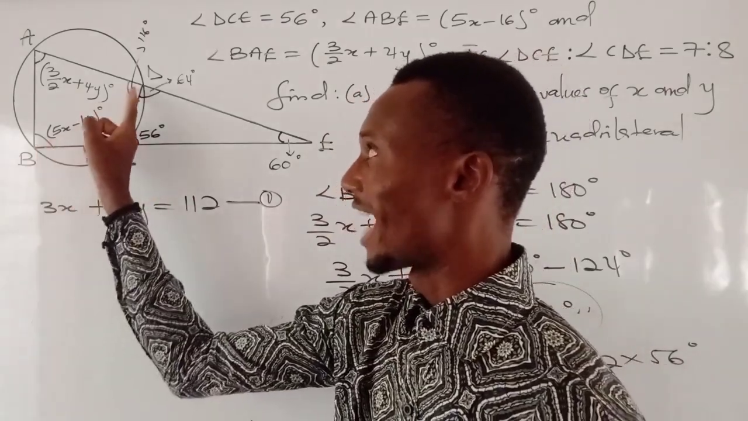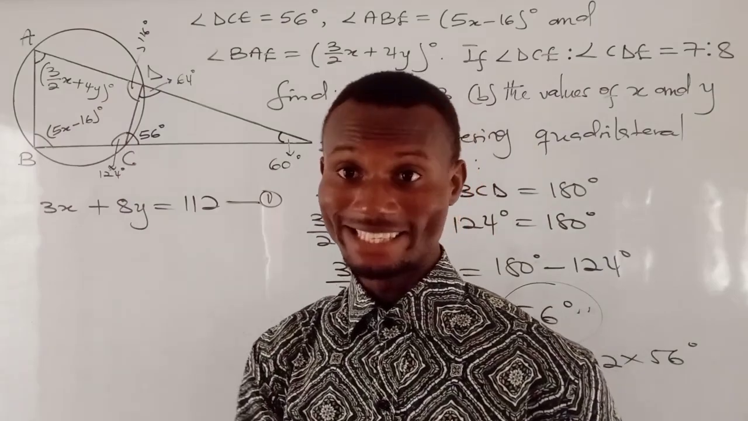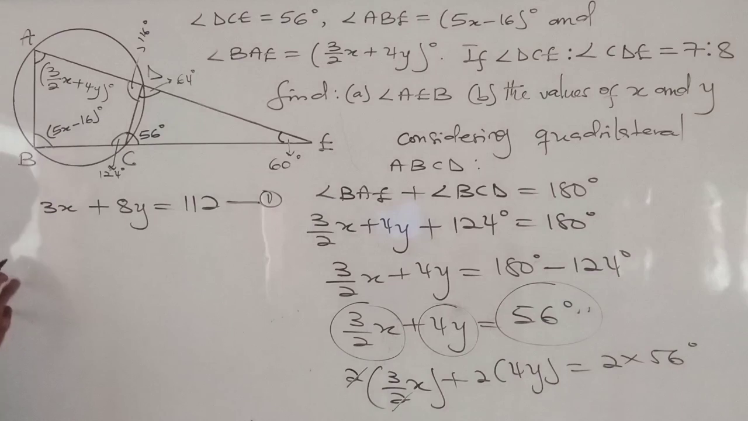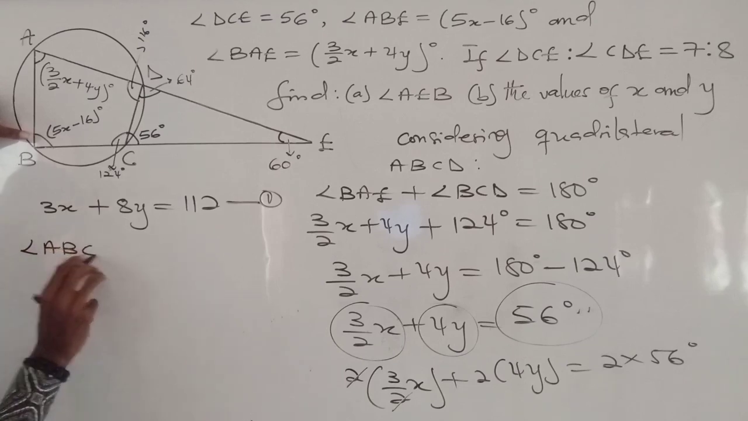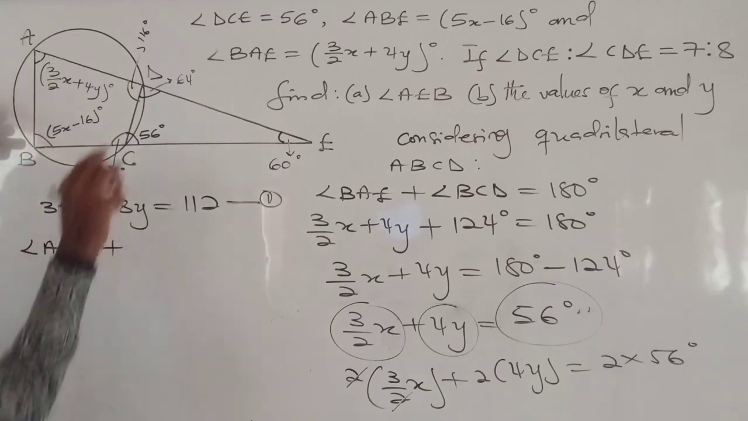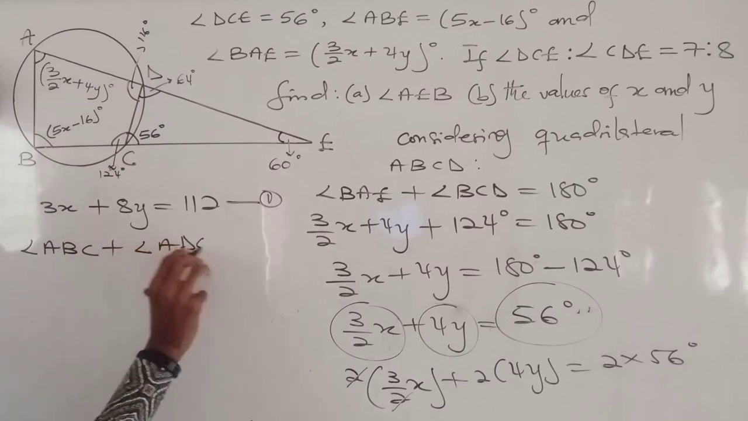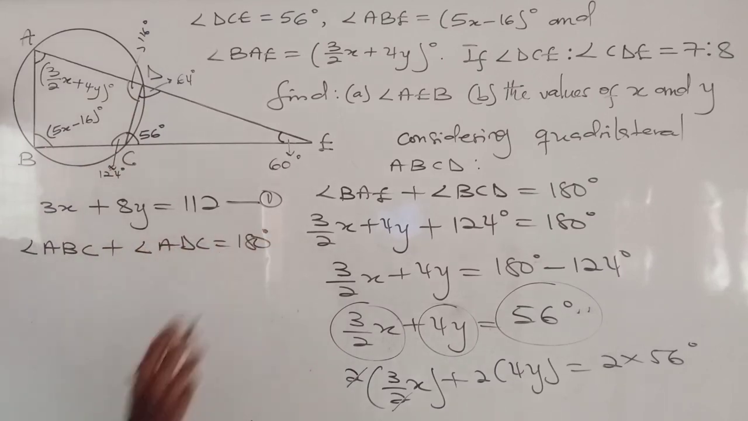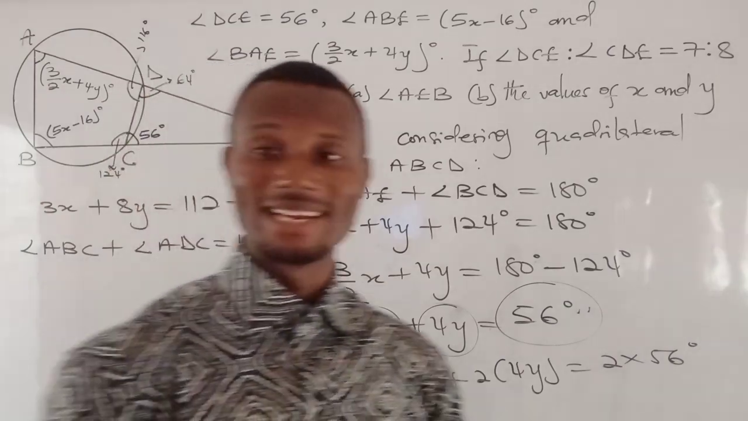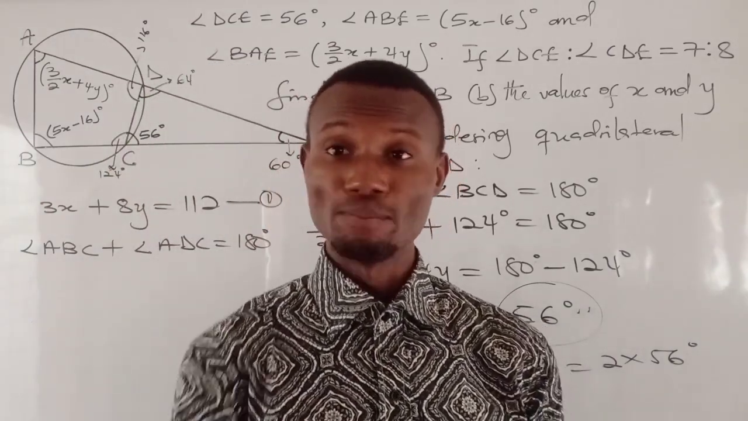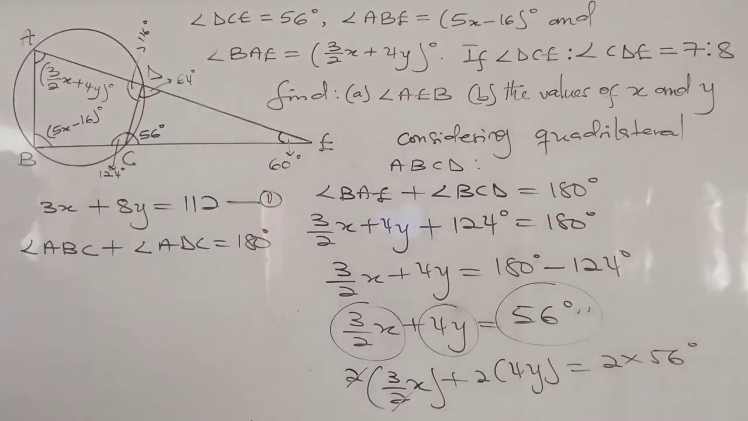This angle plus this angle will be equal to 180 degrees, and we'll solve for the value of s in that one. So let's go ahead. So I have that. Let's label this angle. I'm going to label it angle ABC, which is this angle, plus this angle, which is angle ADC, equals to 180 degrees. I hope you understand and you agree with me up to this point. So we are just going to input our values. Let's do exactly that.